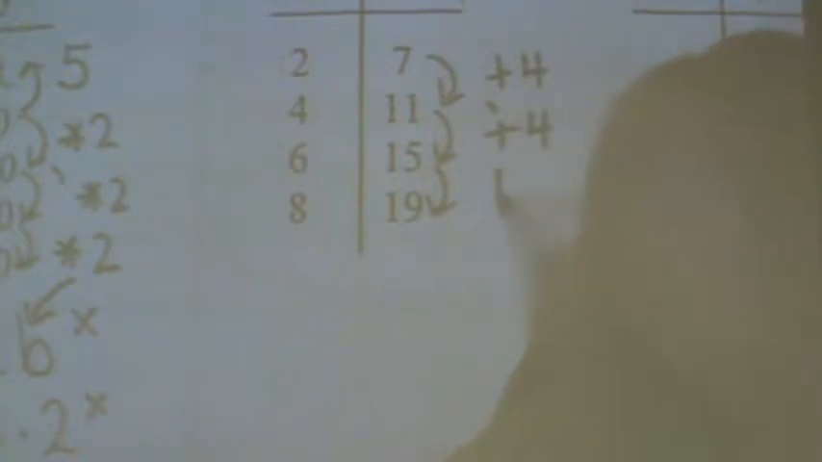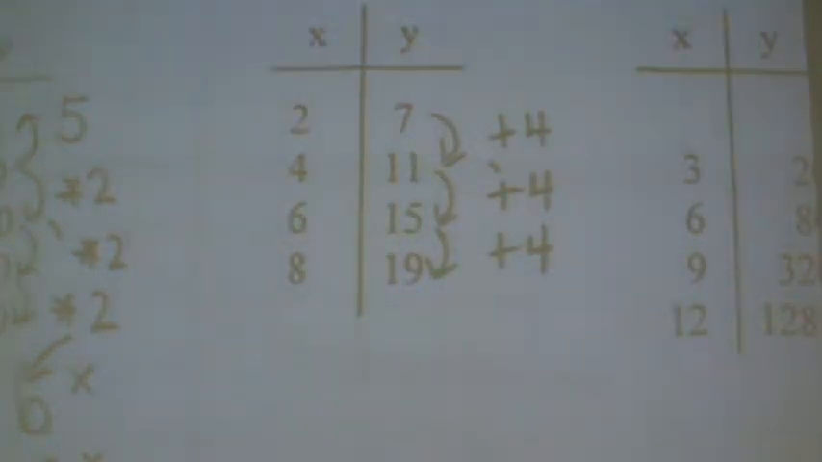Let's investigate C. How do you go from 7 to 11, 11 to 15, and from 15 to 19? What are we doing in all these cases? We're adding 4. So what's this? Linear. This is linear.